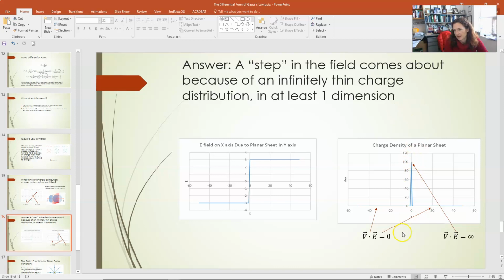And I plotted that here. It just goes to a spike value. I'm trying to plot you a spike. But that's kind of what the charge density would look like in terms of a function. It would be infinitely thin, and it would be infinitely tall, okay?